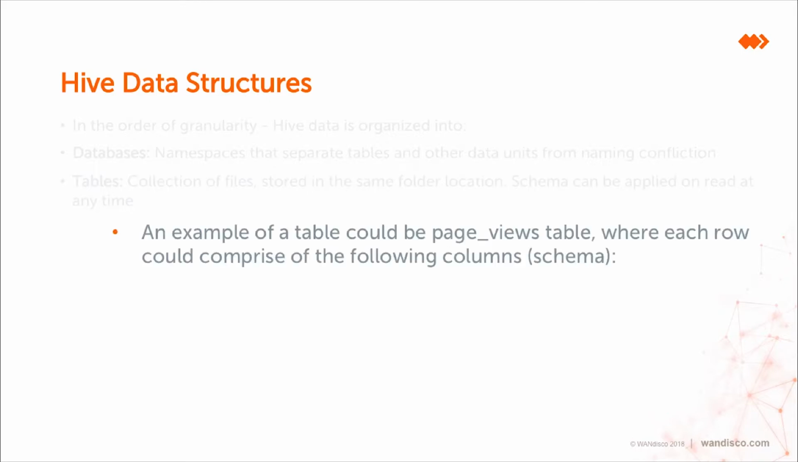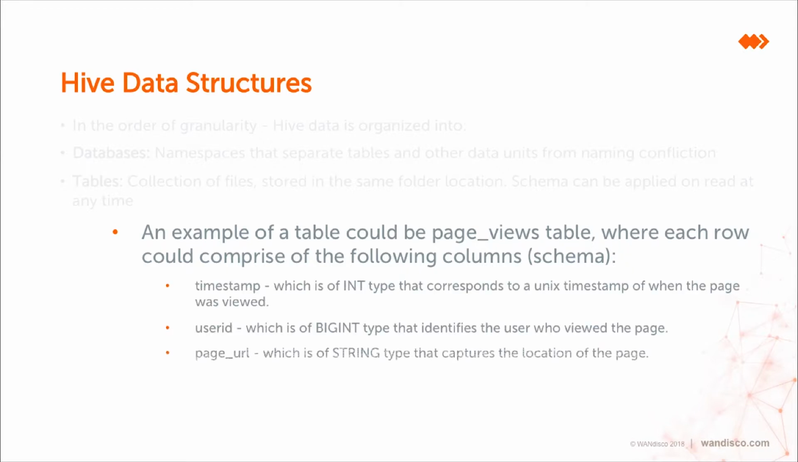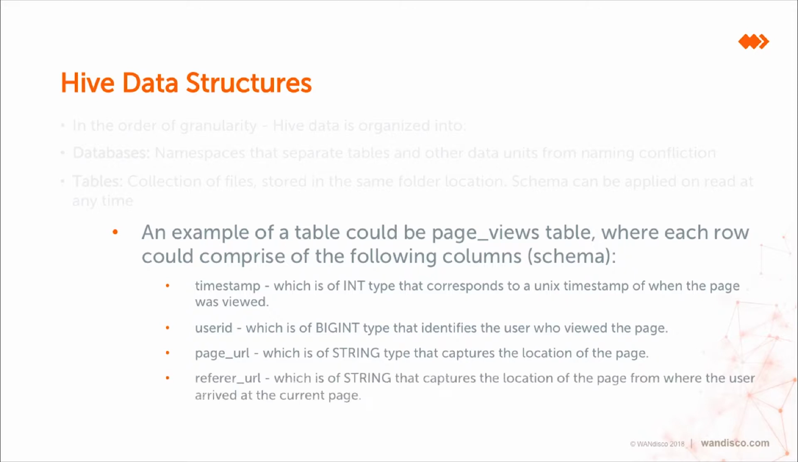An example of a table could be the page views table, where each row could comprise the following columns, which is the schema: a timestamp, a user ID, a page URL, a referrer URL, and an IP address from where the page request was made. This is an example of a table and the schema that comes with the table, all managed by Hive.